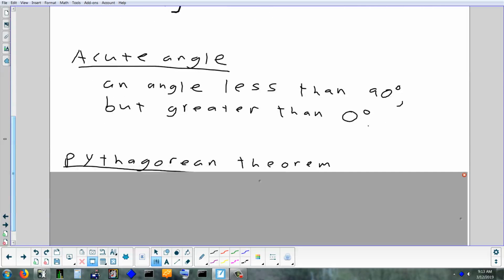When you have a right triangle, there's a theorem that we can use, the Pythagorean Theorem. And what does this theorem involve? Does it involve the angles in a triangle, or does it involve the sides? Yep, it involves the sides. And what does it tell me about the sides?